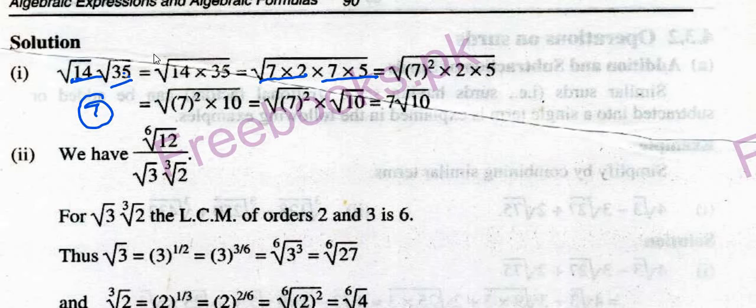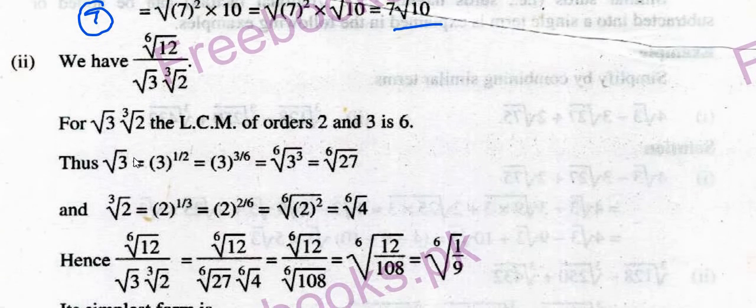Now the order of the surd is 2, a second-order surd. So we get the square root of 7 squared multiplied by 2 multiplied by 5. This square cancels with the square root. We get 7 times the square root of 10. Clear? Now, how do we solve this type of surd?